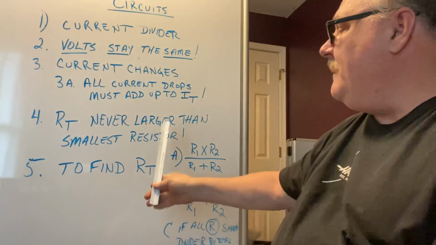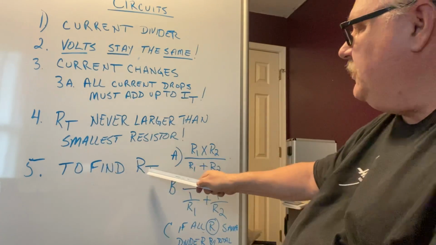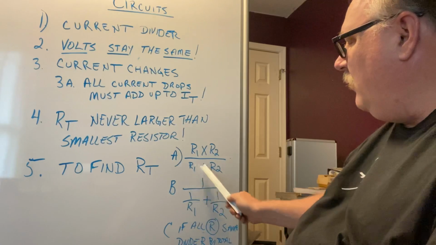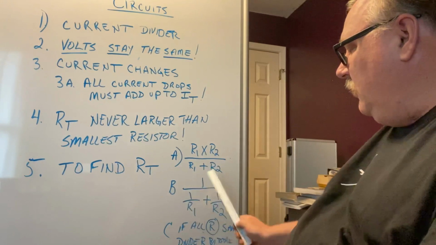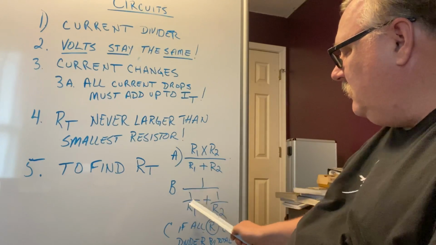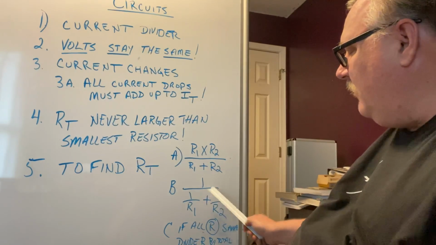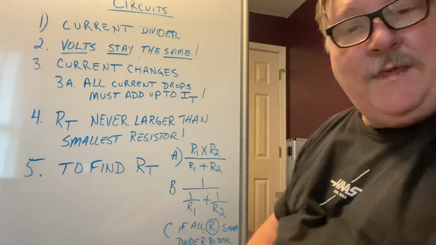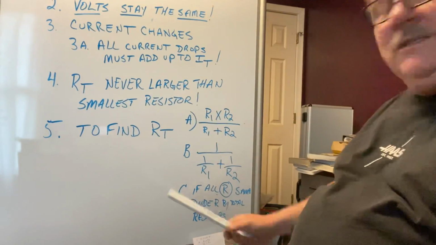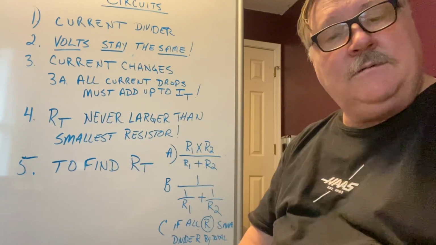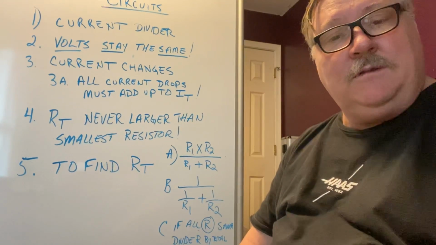Okay, and then to find your resistance total, you can do R1 times R2 divided by R1 plus R2. Or you can do 1 divided by resistor 1 plus 1 divided by resistor 2, and then do 1 divided by that sum. If all of our resistors are the same, we're just going to take one resistor and divide it by the total number of those resistors. And that will give us our circuit total resistance.